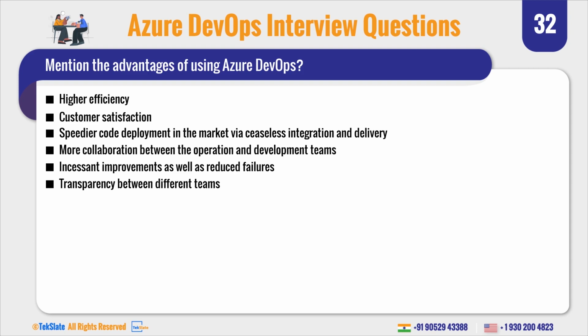The next question is, mention some of the advantages of using Azure DevOps. There are a few advantages of using Azure DevOps, such as high efficiency, customer satisfaction, and speedier code deployment in the market using continuous integration and delivery. Apart from this, you have more collaboration between the operations and the development teams. Next, you have incessant improvements as well as reduced failures, and you have transparency between different teams. Apart from this, you have speedier operational support and better adaptation. And last but not the least, you have robust infrastructure as well as IT performance.